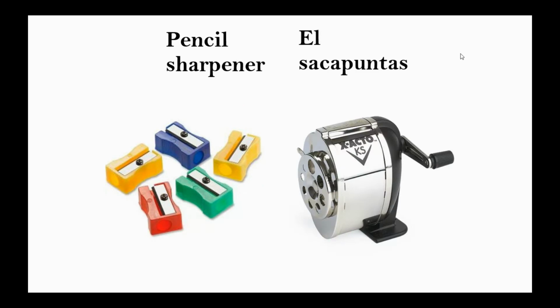El sacapuntas. So this ends with an S, but it's a singular word. Here's why. It's sort of a compound word. This is to remove, to take off, and this is points. It's sort of like to make a point on, to take a point, to get a point. So it makes a point at the end of your pencil.